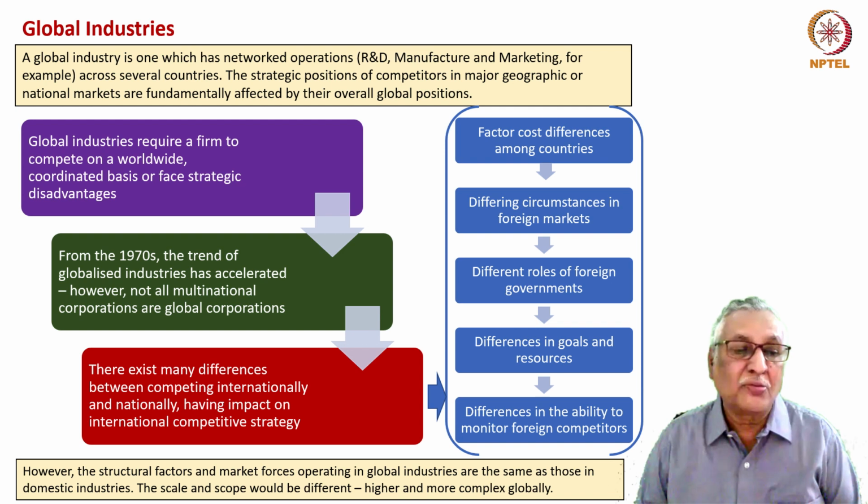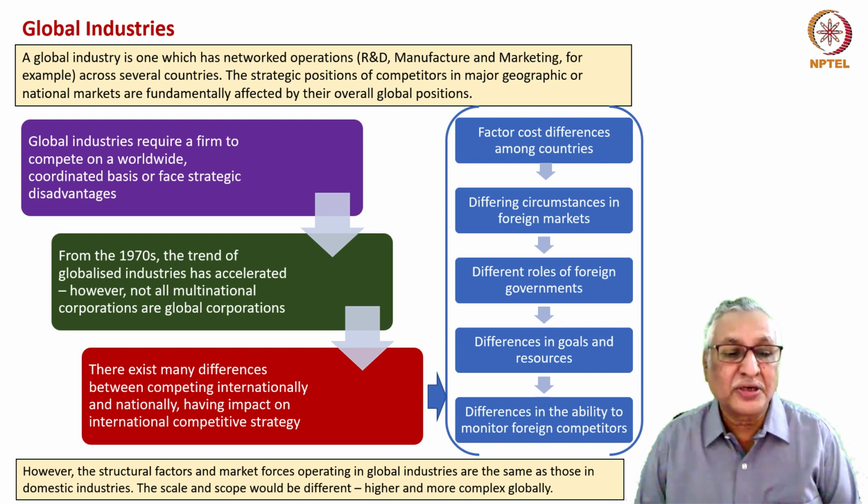However, not all multinational corporations are global corporations. There exist many differences between competing internationally and competing nationally, and this has an impact on international competitive strategy. What are the markers for international competitive strategy? Factor cost differences among countries, differing circumstances in foreign markets, different roles of foreign governments, differences in goals and resources, differences in the ability to monitor foreign competitors.